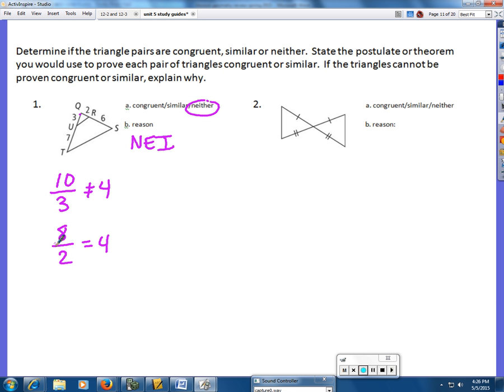Over here, I don't have any information to show sides, so I'm not doing similarity for sides. I don't have two angles congruent, so I can't say angle-angle similarity. So I do know I have two sides here and two sides here, plus my vertical angles. So I could say side angle side congruency. So you just say side angle side.